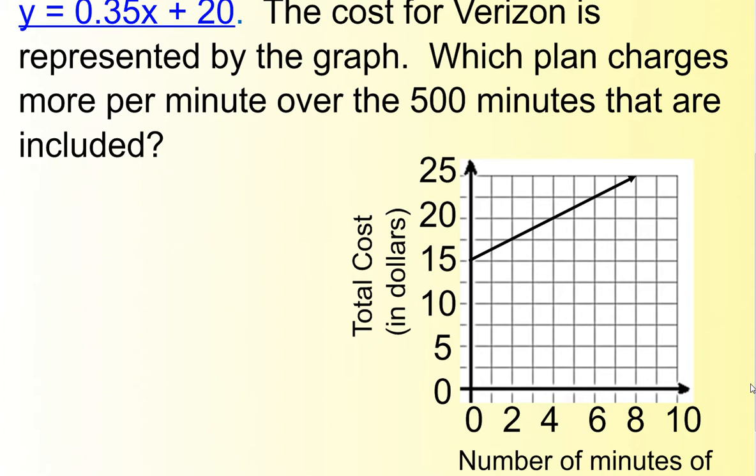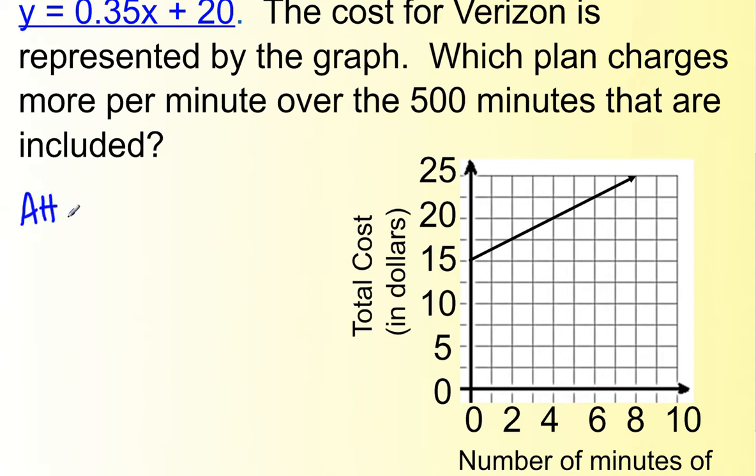All right, so the cost per minute, that's a rate. If something is happening over time, that's a rate, like work done over time or painting done over time. So what we're comparing here is which plan charges more per minute over the 500 minutes that are included. We're trying to find out what is the rate of change.